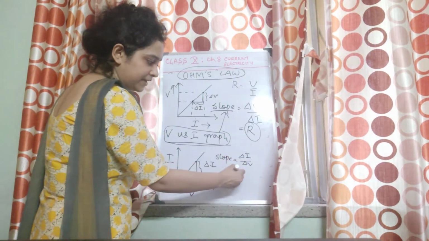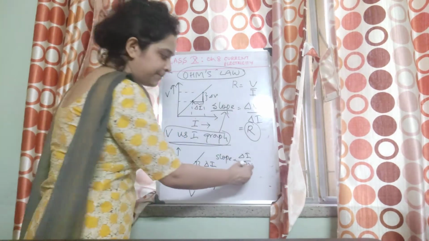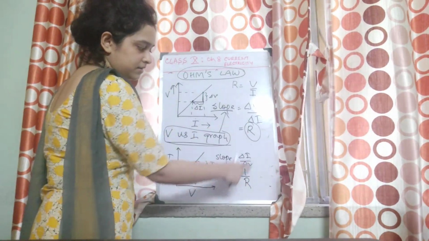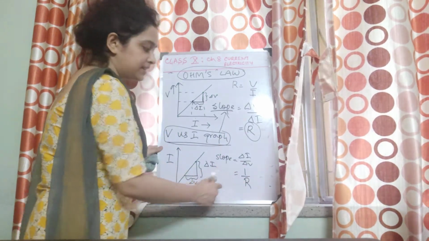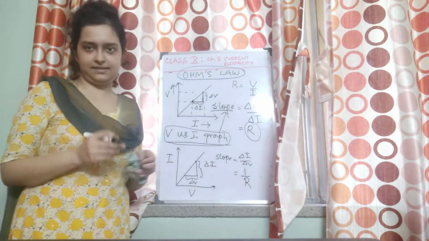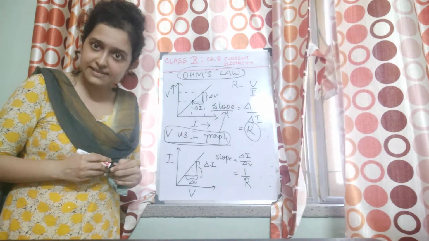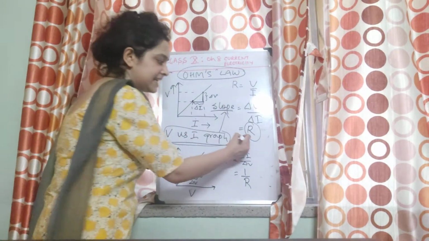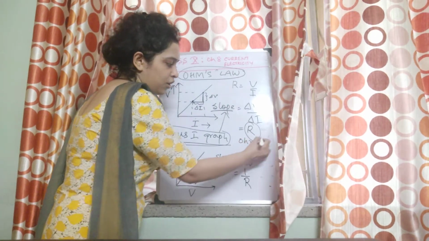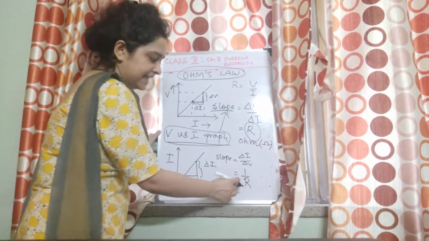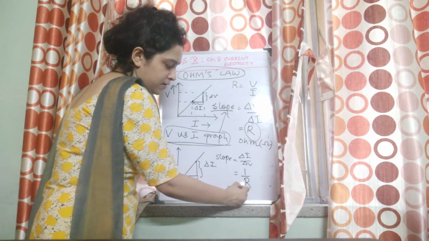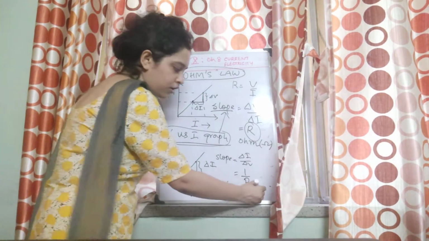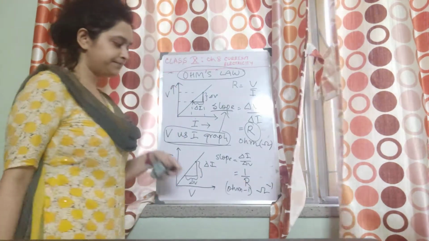Delta I by delta V, what is this? Isn't it the reciprocal of resistance? See? We call this conductance. Reciprocal of resistance, conductance. So then tell me, if R has the SI unit ohm, won't conductance have the unit ohm inverse?